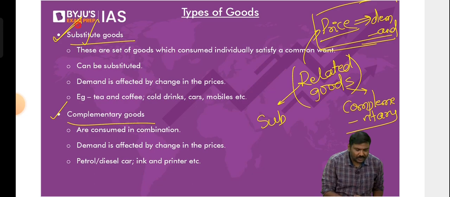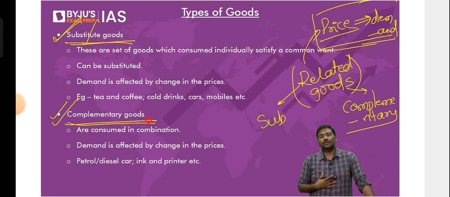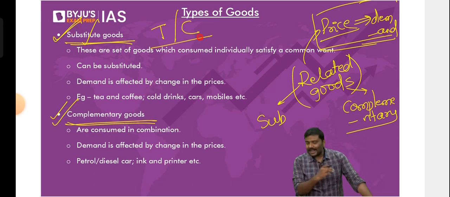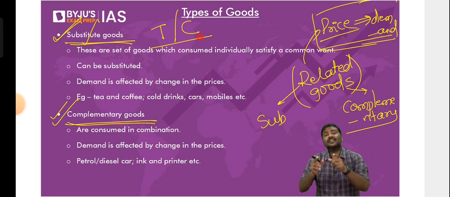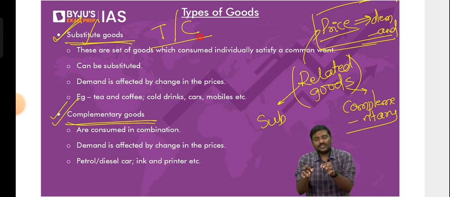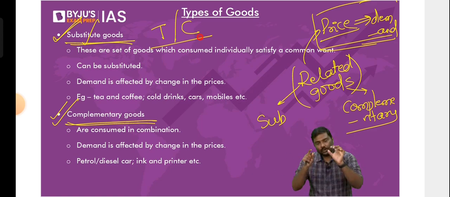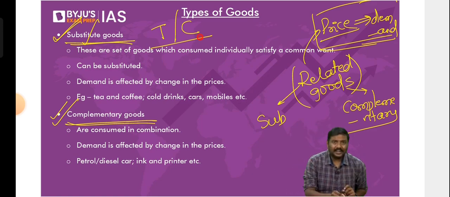Right? Now, the two types of related goods are substitute goods and complementary goods. Let me start with substitute goods. Example, tea and coffee. What do you mean by substitute good? These are the goods which are consumed individually. I will repeat the statement. These are the goods which are consumed individually. You don't have to combine them. You can consume them individually. For example, either you'll drink tea or you'll drink coffee.